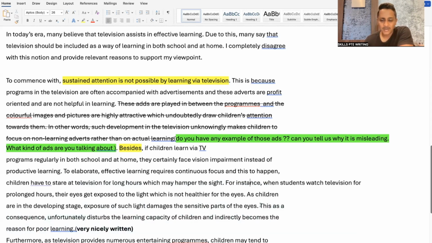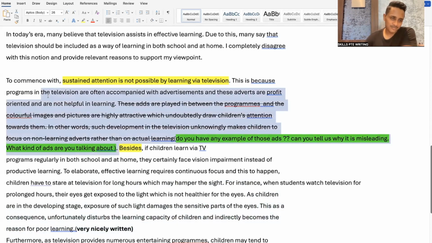Very nicely written. You have lengthy sentences, compound sentences, complex sentences. You can write one simple sentence as well. I don't see any simple sentences. One complex sentence here: "This, as a consequence, unfortunately disturbs and indirectly..." This is a simple sentence. So you have written really good. Perhaps you could have just removed this off. I would have given you a good score.